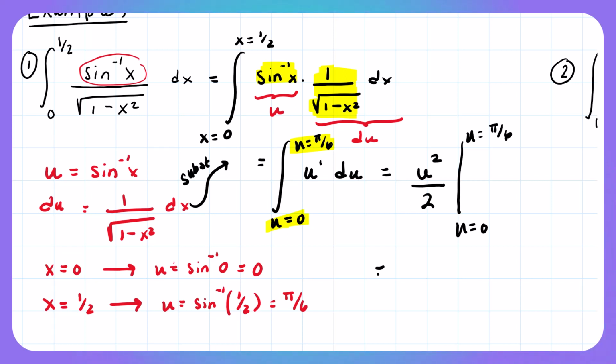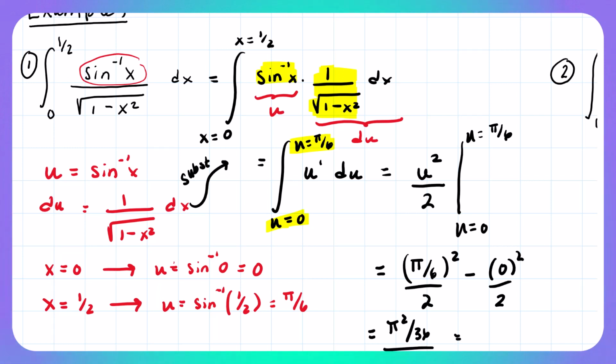I just go right in and compute u squared over 2 across the bounds from 0 to pi over 6. So this is going to become pi over 6 squared over 2 minus 0 squared over 2, which of course is just 0. And then pi squared over 36 divided by 2. So that's pi squared over 36 times 1/2. So we get pi squared over 72 as my final answer.